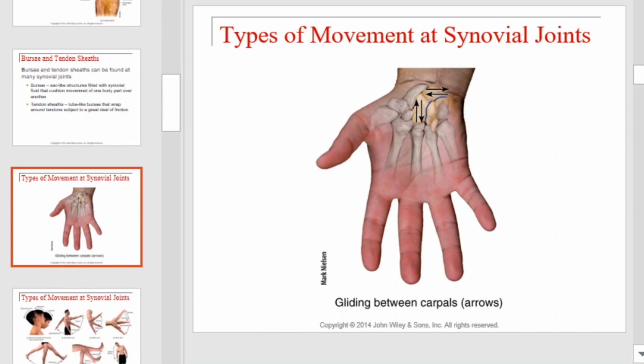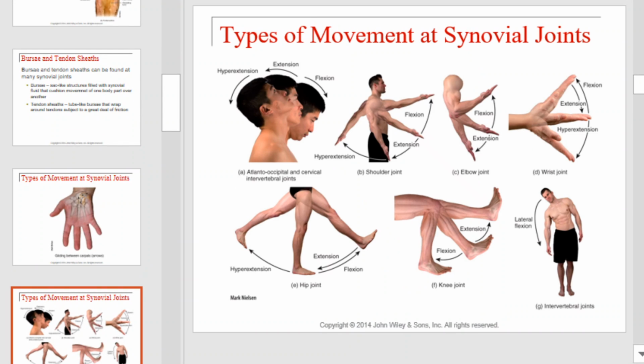Types of movement at synovial joints. Here we see a variety of movement types at synovial joints summarized in a single location. Hyperextension, extension, and flexion of the neck, as an example. Hyperextension, extension, and flexion of the shoulder. Elbow joint and wrist joint are also seen here. Take a moment to familiarize yourself with the different types of movements at synovial joints.